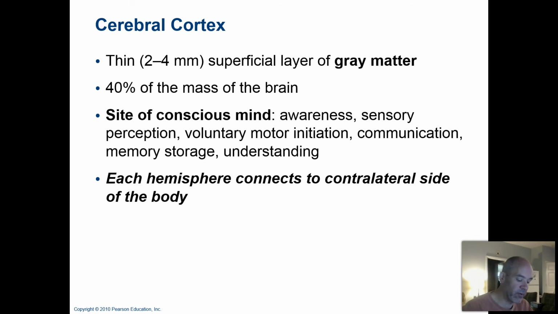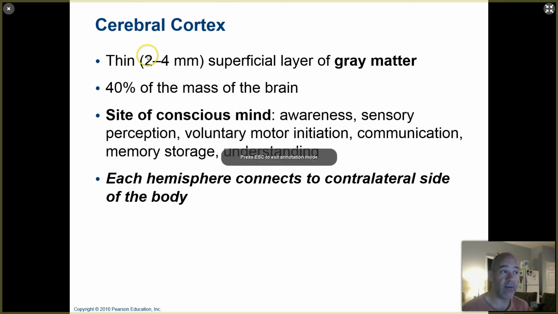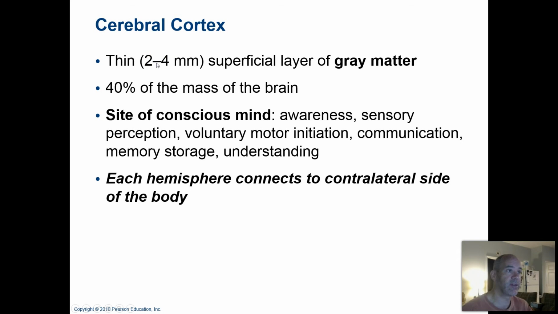All right, so the cerebral cortex is actually pretty thin, 2 to 4 millimeters in depth, and a centimeter is about half an inch. So that's maybe an eighth of an inch or so, not very deep. So pretty thin, maybe a little bit thicker than an eighth of an inch. And so all across the surface of the brain, the most superficial area, that's where you're going to have most of the neurons in the brain. And it actually does account for 40% of the mass of the brain as well.